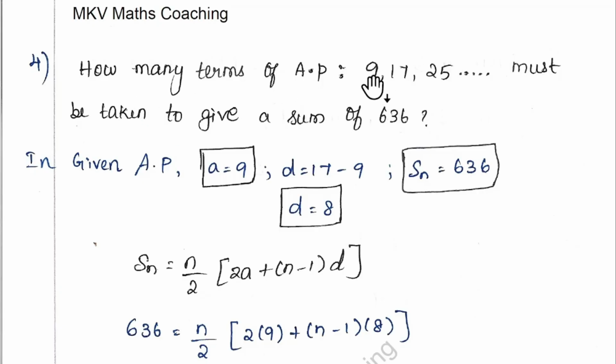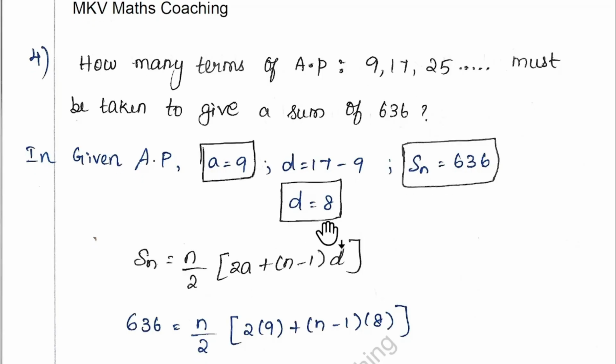How many terms of AP must be taken? So totally, how many terms of this series I have to take, so that if I add every number, I must get the Sn as 636. So they have given Sn as 636. Now you have to find out the n, how many number of terms I should take. So n you need to find out, and a is 9, d is 17 minus 9, which is 8.